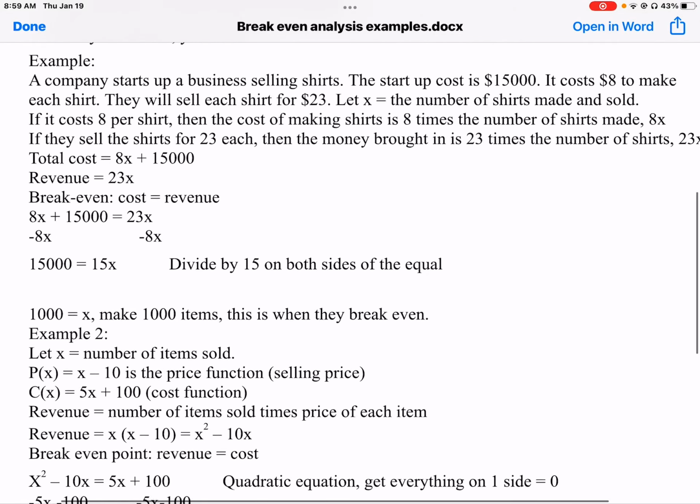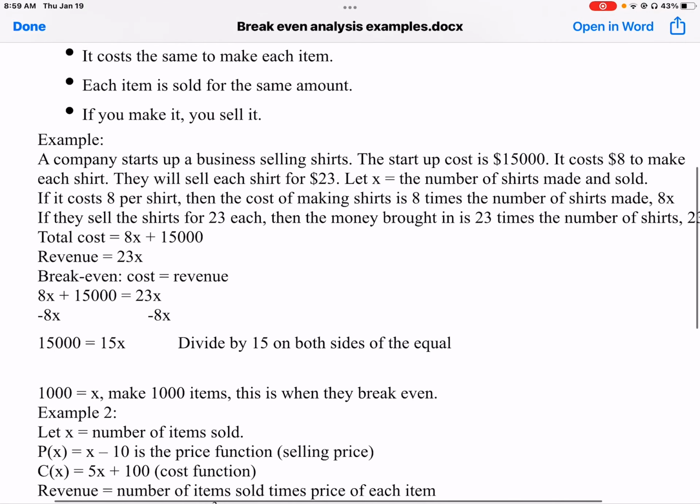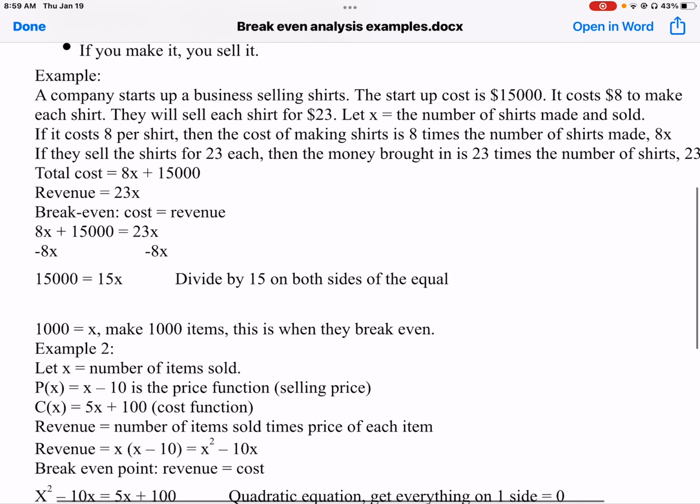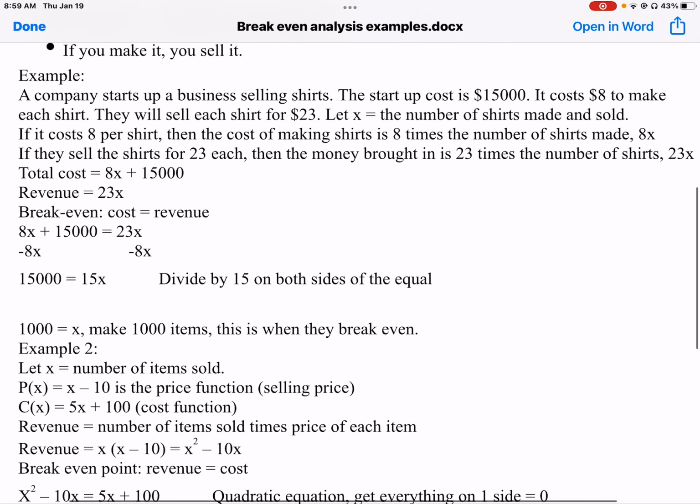Okay, example. A company starts up a business selling shirts. The startup cost is $15,000. It costs $8 to make each shirt. They will sell each shirt for $23. Let X equal the number of shirts made and sold.